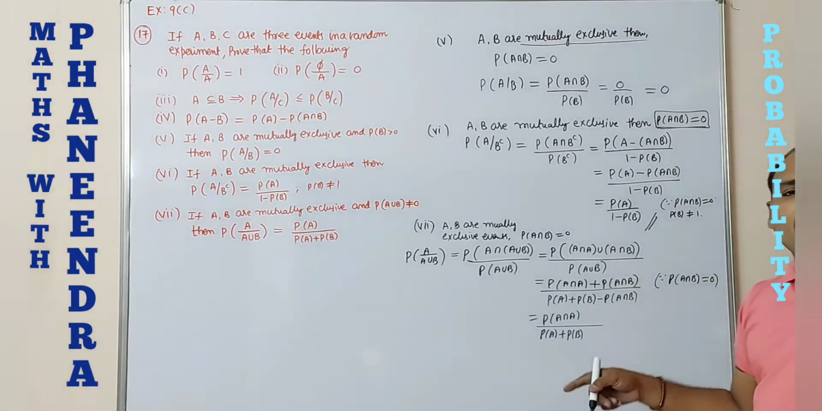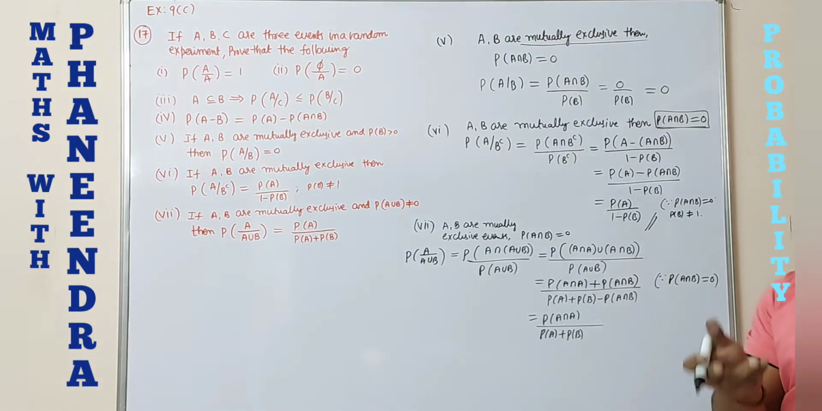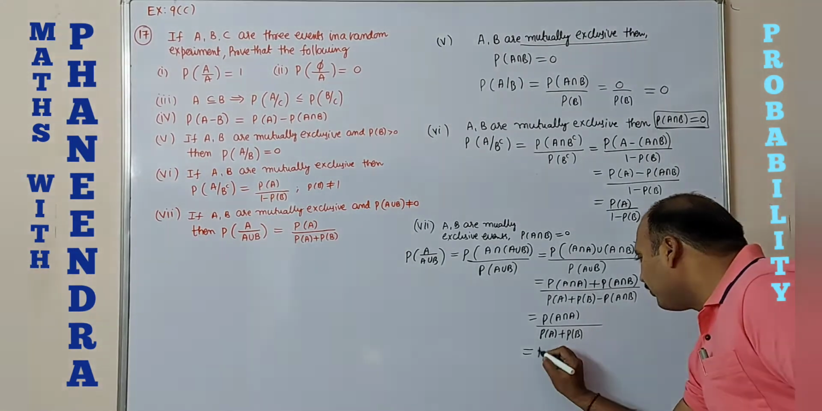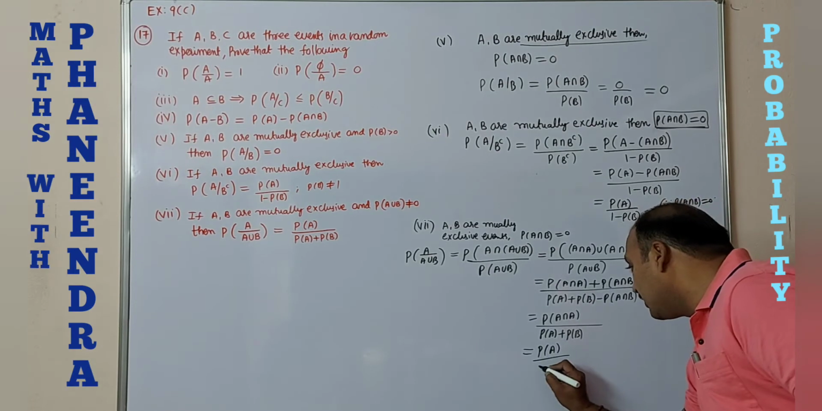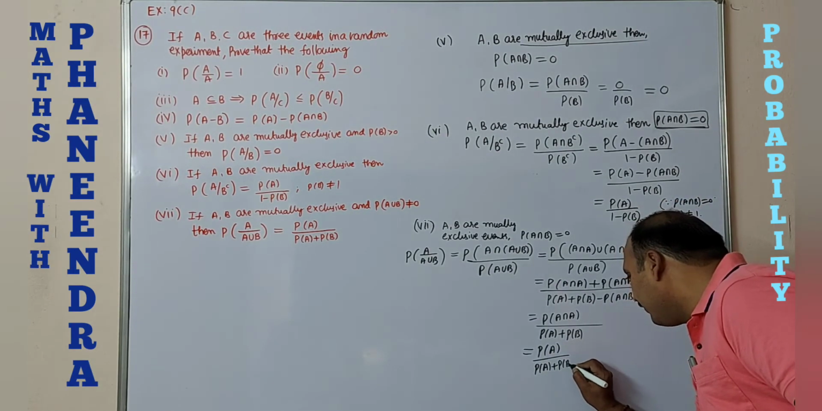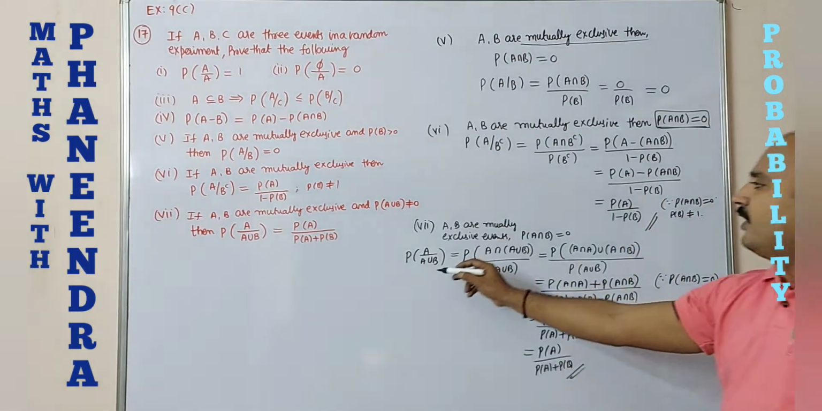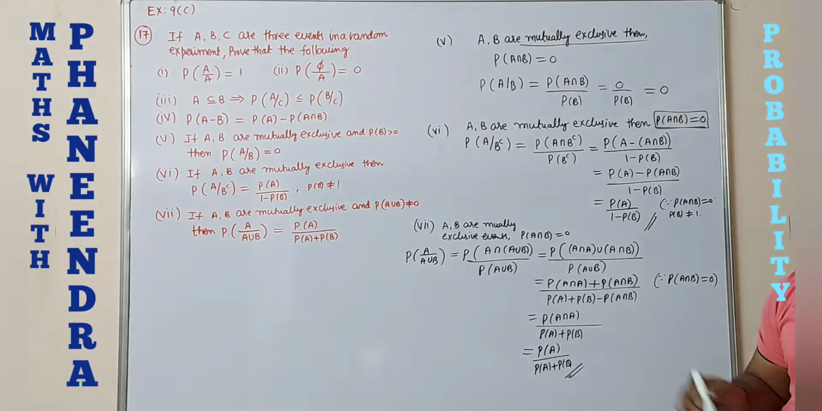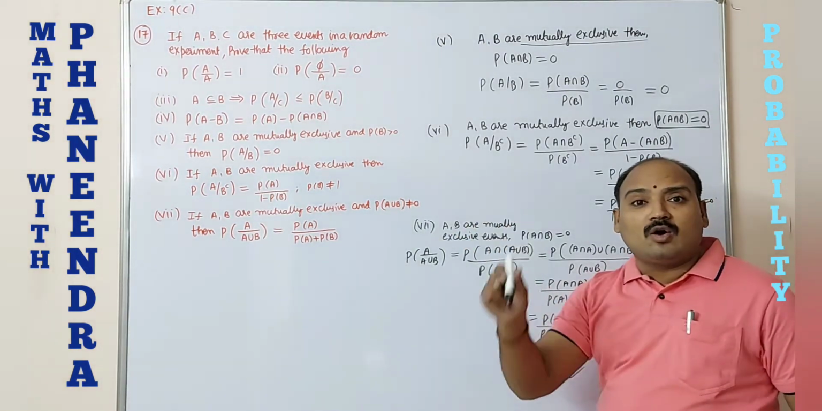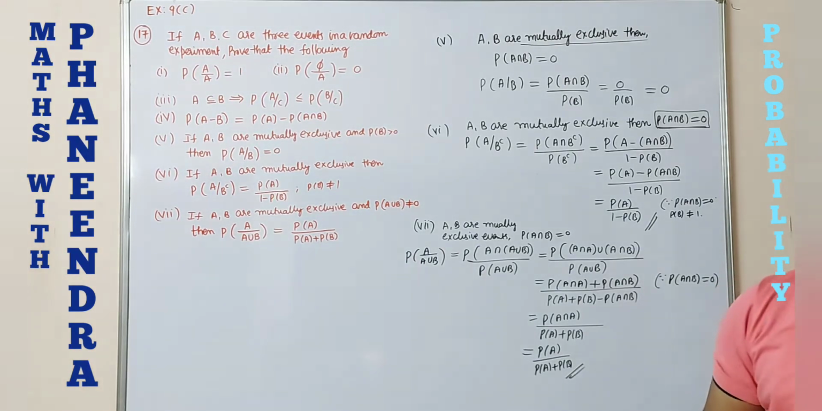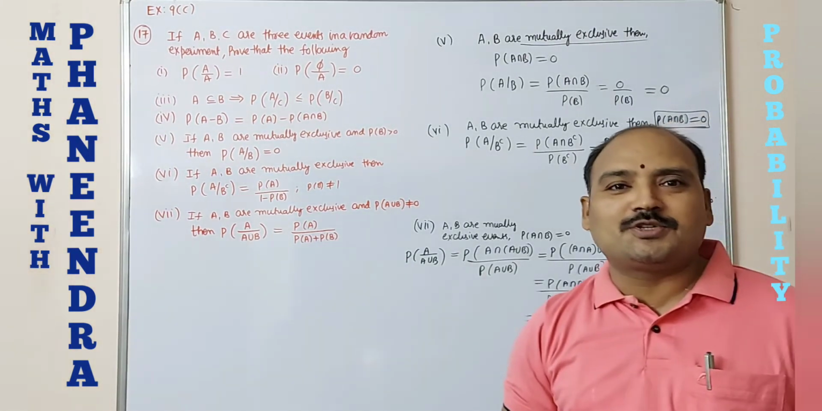So A intersection A, two events are the same, so the intersection part is A only, no? So that is equal to P of A by P of A plus P of B. Hence proved: P of A given A union B equal to P of A by P of A plus P of B when A, B are mutually exclusive events. I hope you people understand, dear students. We'll move on to the next question.